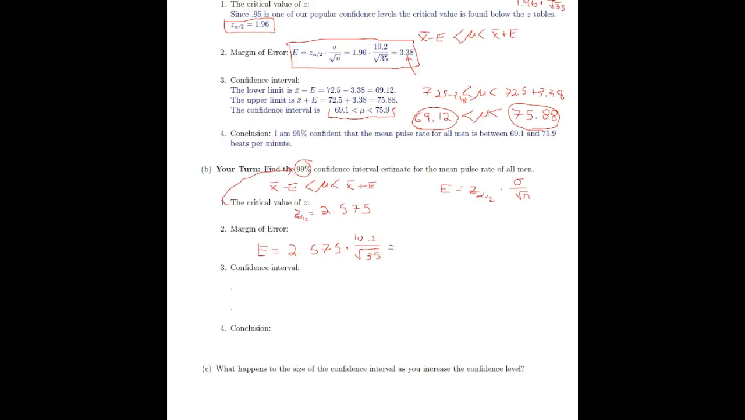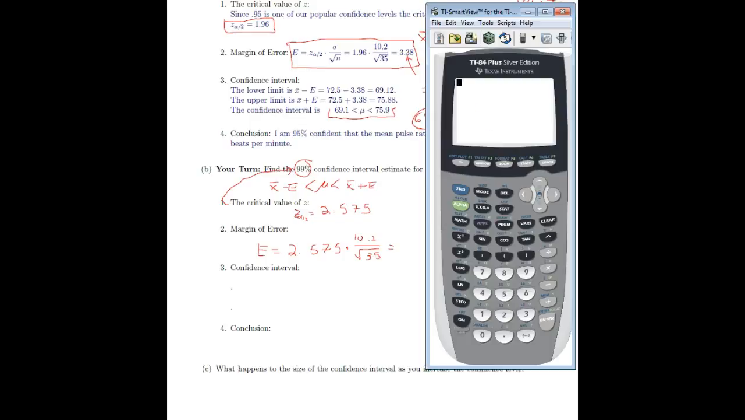Okay, so we would want to crunch this up. Let me put my calculator up. 2.575 times 10.2 divided by the square root of 35. And that comes out to be an E of 4.439593. I'm going to jot down a few extra decimal places here. I'll call it 4.44.